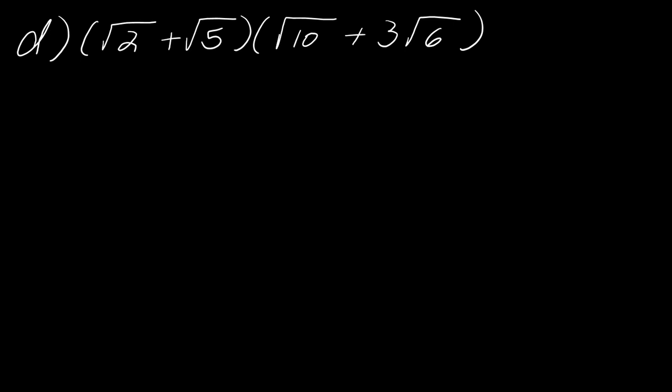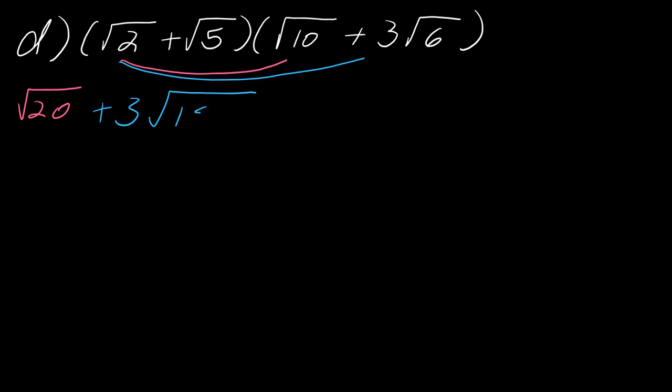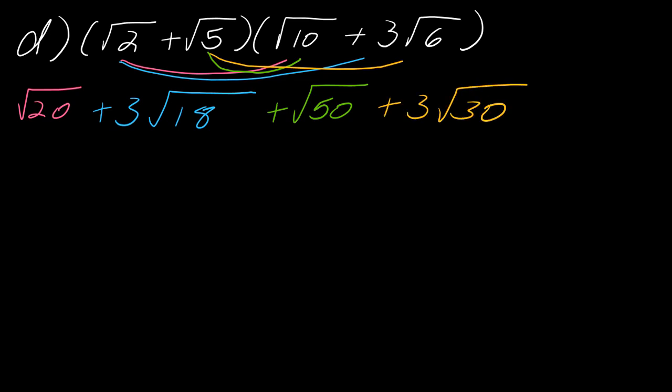Okay, so using that same procedure from before, I'll take the square root of 2 times the square root of 10, so that's going to be the square root of 20. The square root of 2 times 3 times the square root of 6, so the 3 is just going to hang out, and then we've got the square root of 18. So now I've multiplied everything here by everything in here, so now I need to multiply everything by the square root of 5. The square root of 5 times the square root of 10 is going to give me the square root of 50. The square root of 5 times 3 times the square root of 6 will be 3 times the square root of 30.